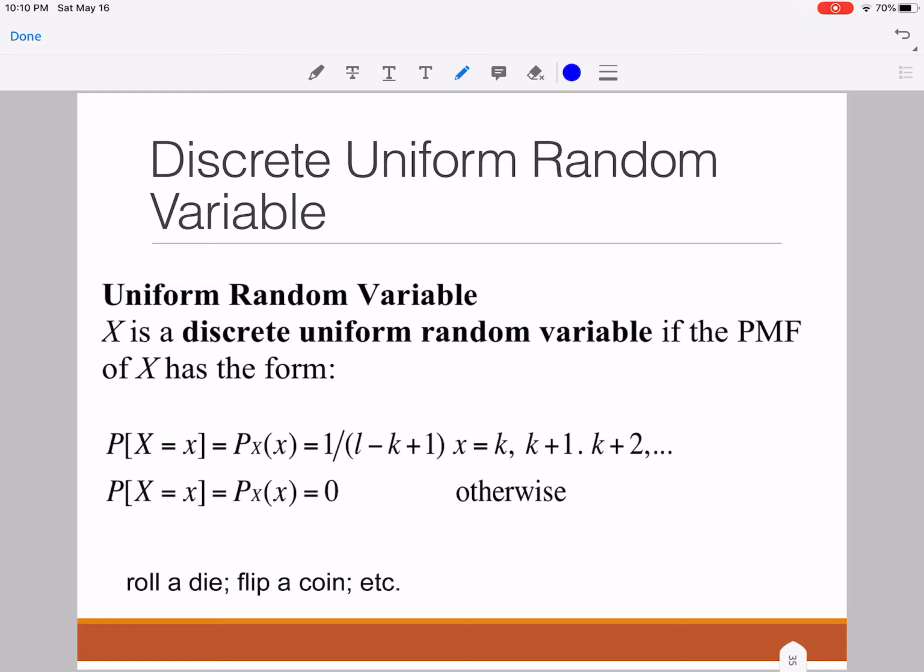For example, if I were to roll a fair die, my outcomes are 1, 2, 3, 4, 5, and 6. These outcomes are equally likely, each with probability 1 over 6.